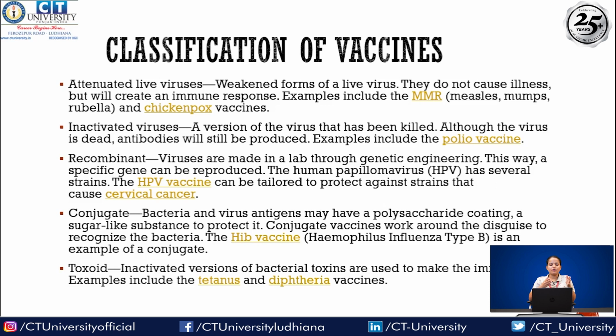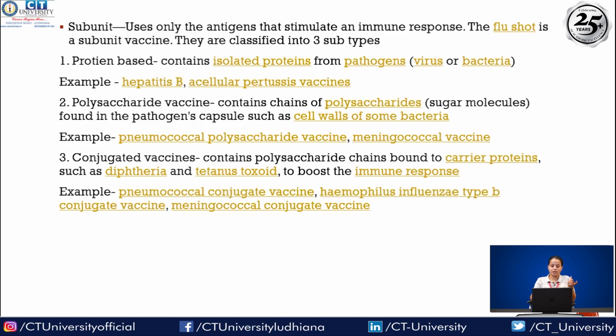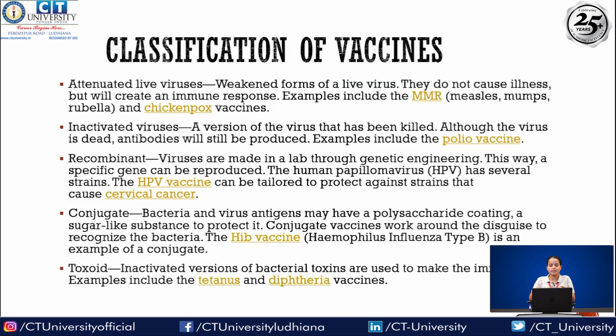Next, after getting to know what a vaccine is, we should also know the classification of vaccines. There are different types of vaccines, starting from attenuated live virus. Second, inactivated virus. Third, recombinant. Fourth, conjugate. Fifth, toxoid. And the last one is subunit. So one by one we are going to discuss them.